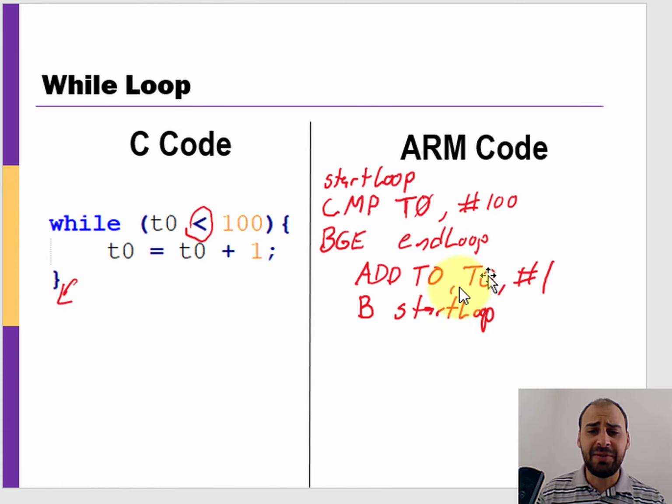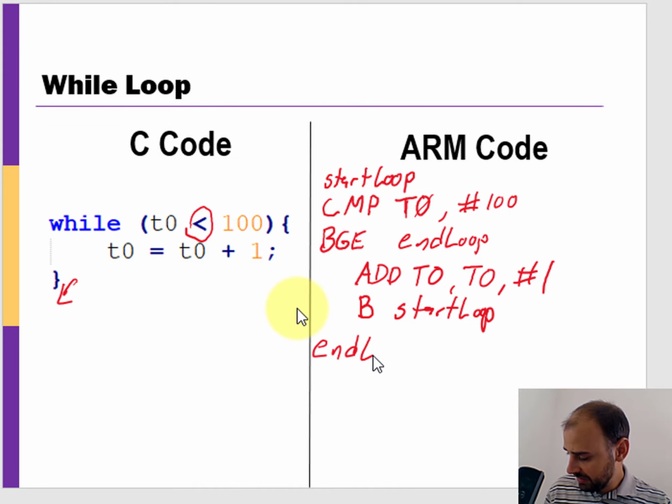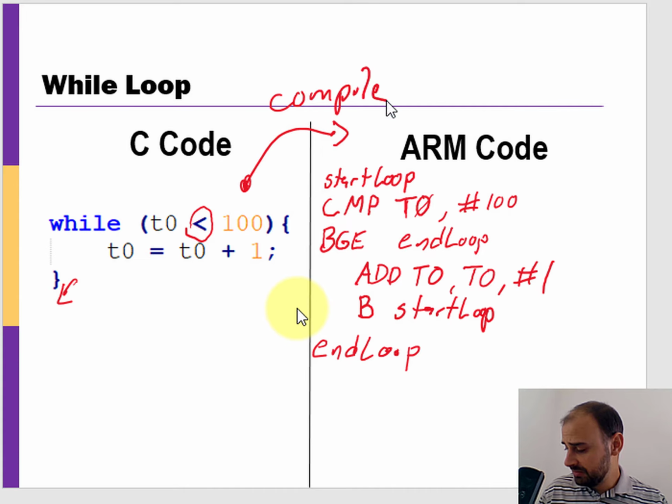So after we add 1, we jump back up here, we compare T0 to 100 again, and we determine if it's greater than or equal to 100. If it is, we're going to go to end loop, which we need to define down here. Now, if we trace this out, this does the same functionality as our initial while loop on the left. That's what happens when we compile it into assembly language.